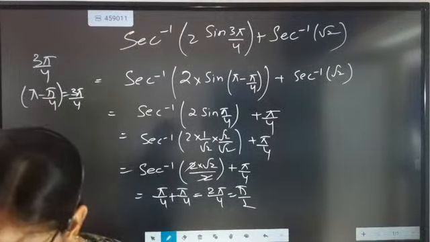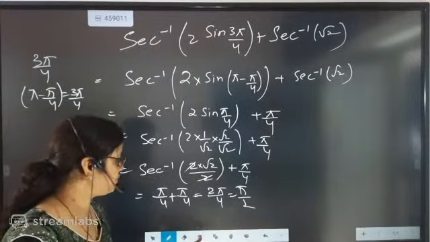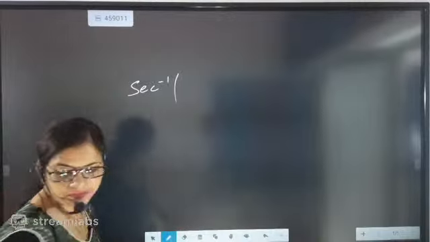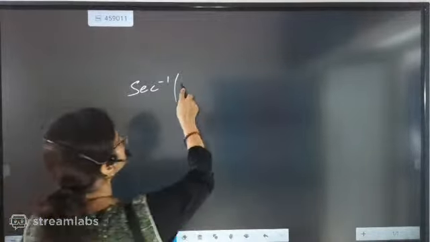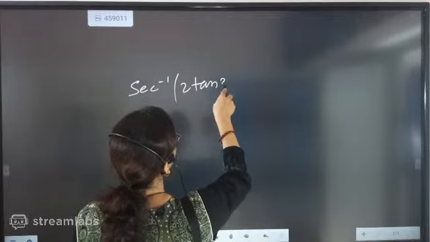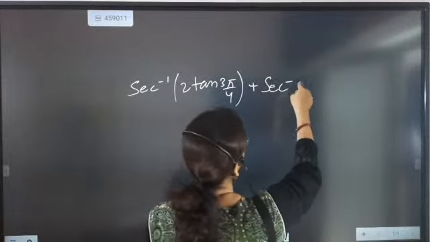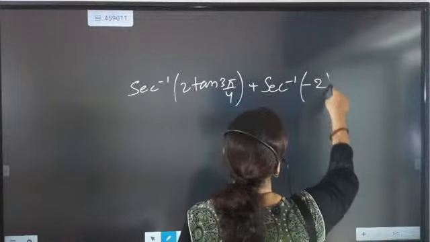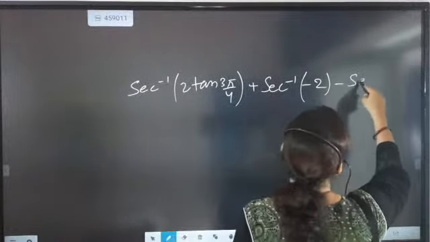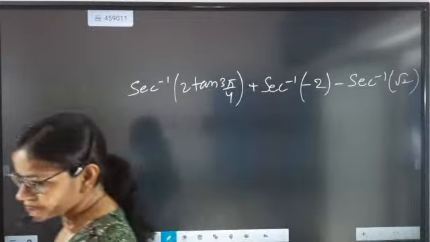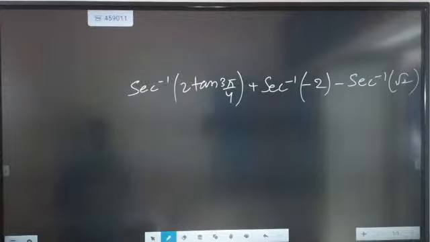You have to find the principal value. Okay, find the principal value of secant inverse 2 tan 3 pi by 4, plus secant inverse minus 2, minus secant inverse root 2. Solve it.